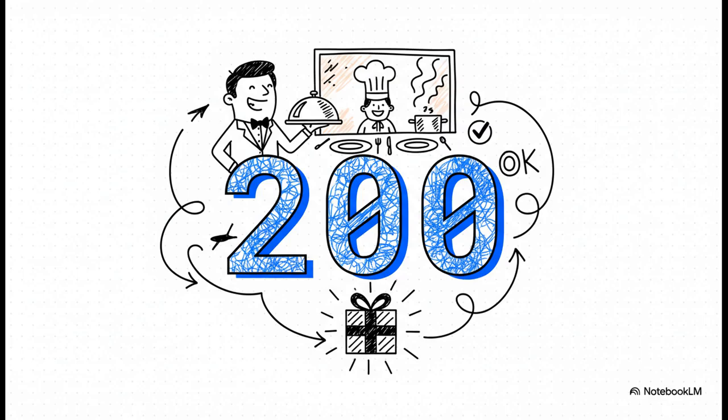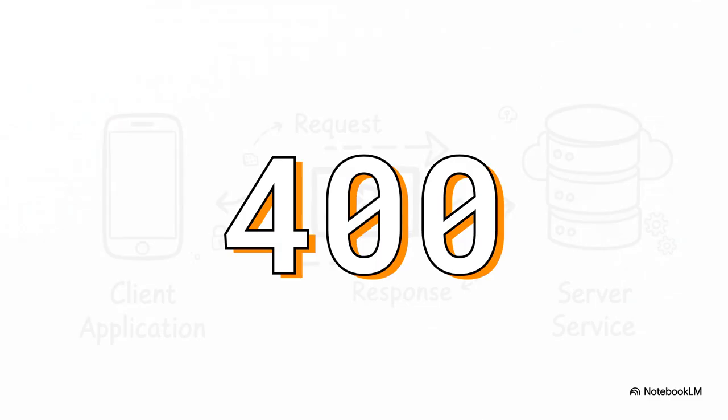And this is the one you always want to see, 200 OK. It is the most common success code. It's the API giving you a big thumbs up, saying, yep, got it, everything worked perfectly. And then there's probably the most famous error code on the entire internet, 404 not found. You've all seen this one. It just means you asked for something that doesn't exist. It's like asking the waiter for a menu item that the restaurant stopped making years ago.